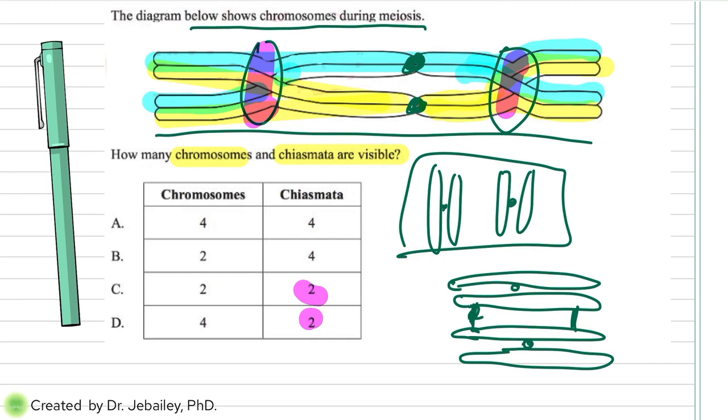The question shows chromosomes during meiosis and asks how many chromosomes we see here. Obviously, we're seeing 2 chromosomes, right? There are only 2 options, so it can only be this. It's not 4, because that would be 4 chromatids. This is a chromosome, this is a chromosome. So the answer is C.